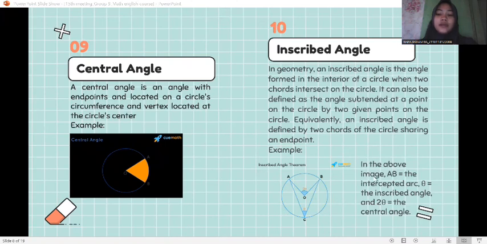In the above image, AB, the intercept arc, theta equals the inscribed angle, and 2 theta equals the central angle. Theta equals the inscribed angle. ACB is the inscribed angle, and 2 theta is the central angle. AOB is the central angle.